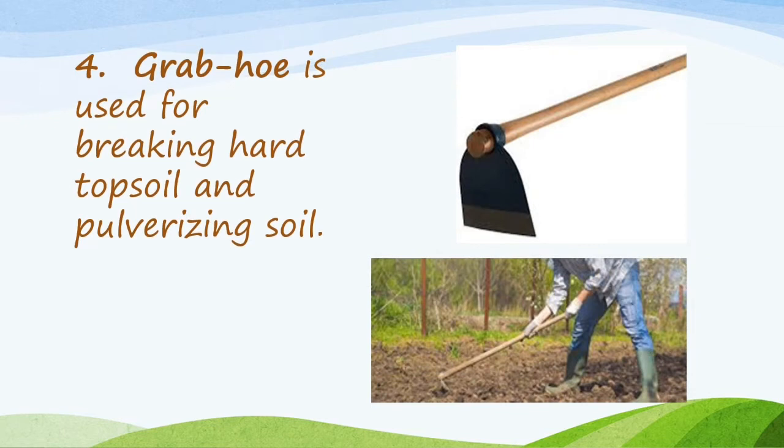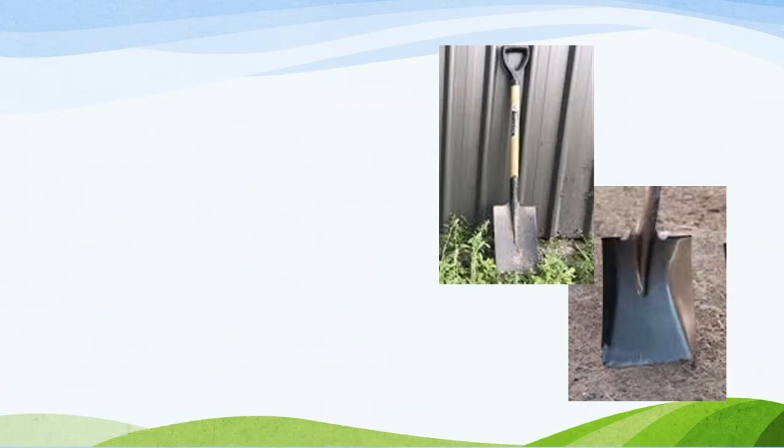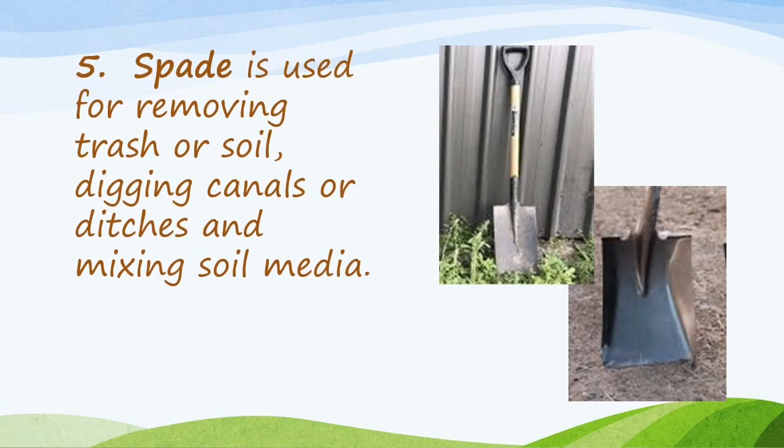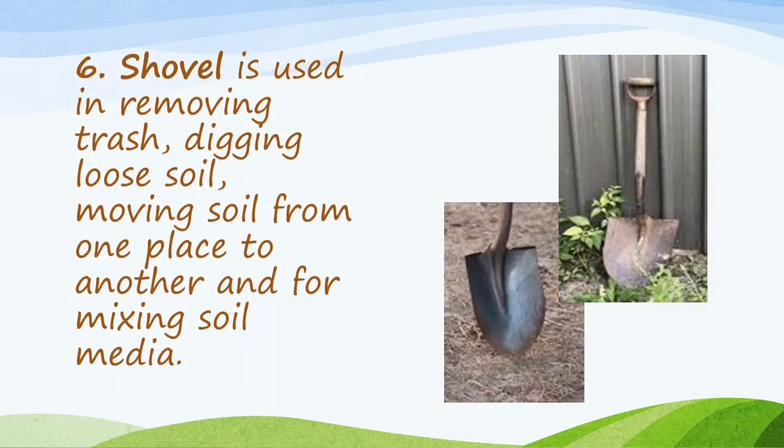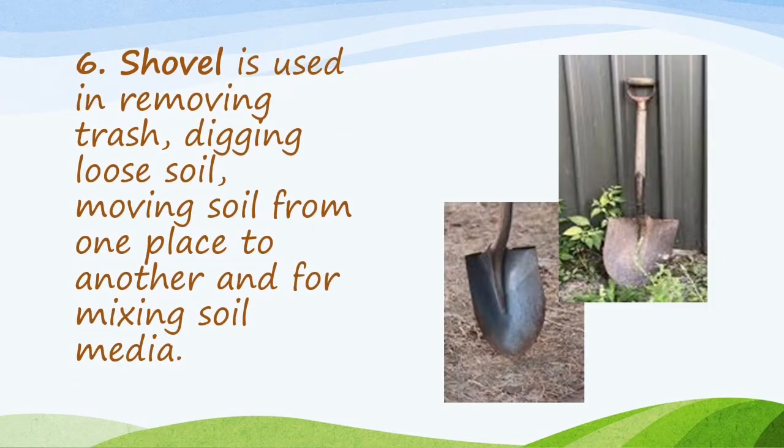Number 4, grab-hoe is used for breaking hard topsoil and pulverizing soil. Number 5, spade is used for removing trash or soil, digging canals or ditches, and mixing soil media. Number 6, shovel is used in removing trash, digging loose soil, moving soil from one place to another, and for mixing soil media.